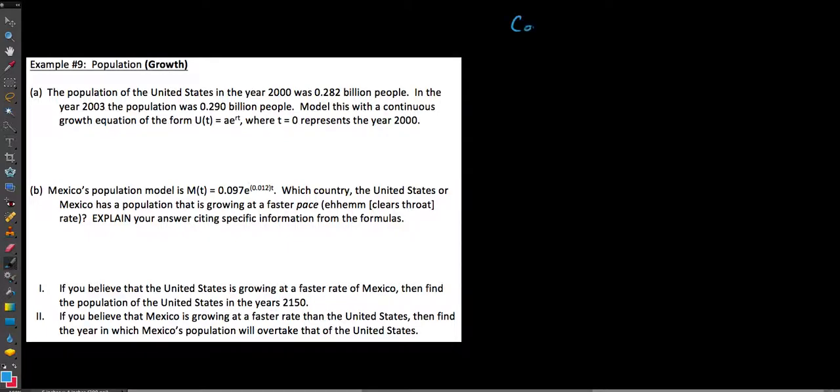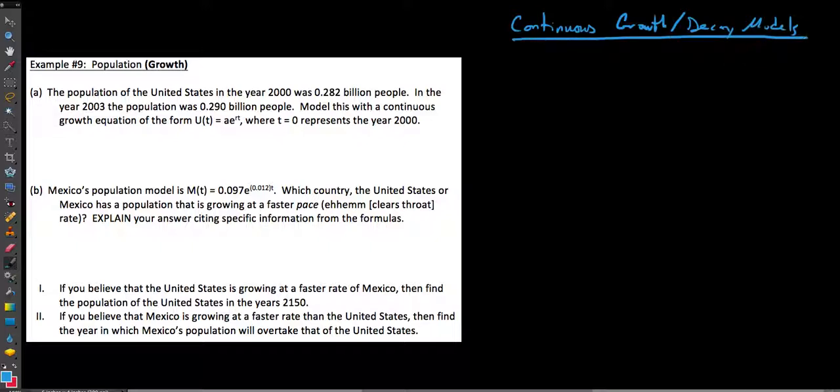Recall that our continuous growth or decay models come in this package right here. An amount at a given time t is always equal to some initial amount times e to the rate times time. Another way to look at this is y equals our initial amount times e to the rate times x, where x is our time and y is our amount at that given time. So we're going to be using these models to describe these populations.